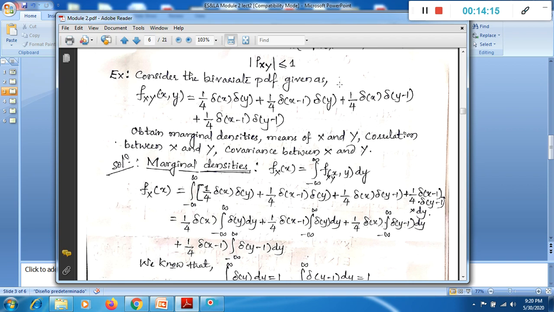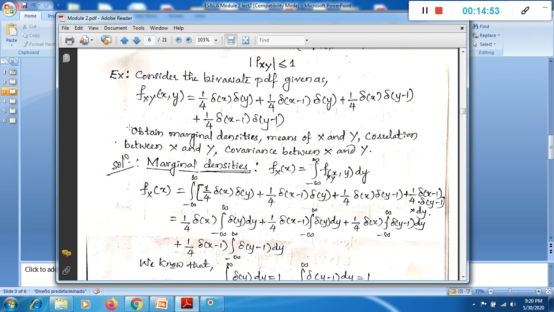Consider a bivariate PDF given as f_XY(x,y) = 1/4 δ(x)δ(y) + 1/4 δ(x−1)δ(y+1) + 1/4 δ(x)δ(y−1) + 1/4 δ(x−1)δ(y−1). When this function is given, we have to obtain the marginal densities, means of x and y, correlation between x and y, and even covariance between x and y, a very important problem.